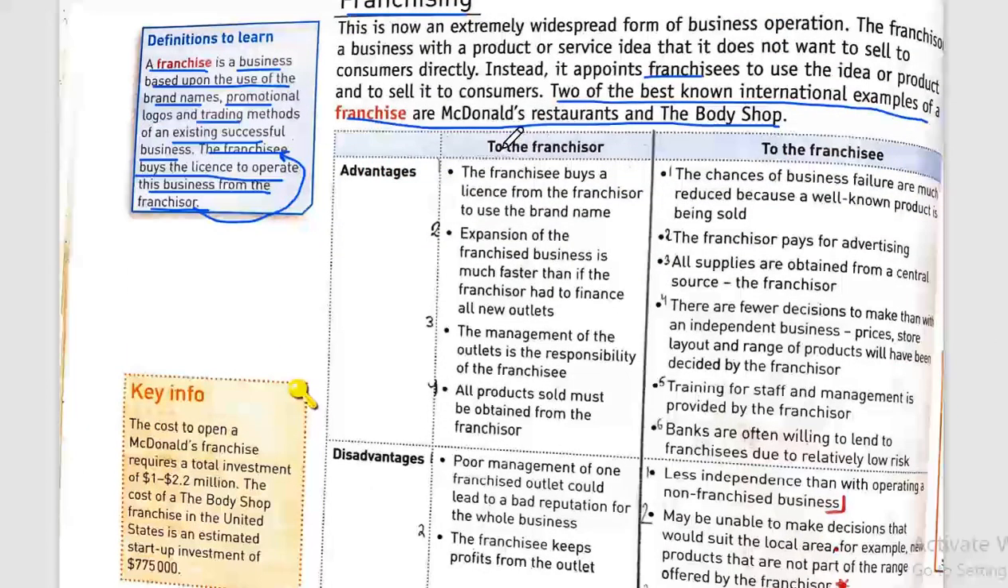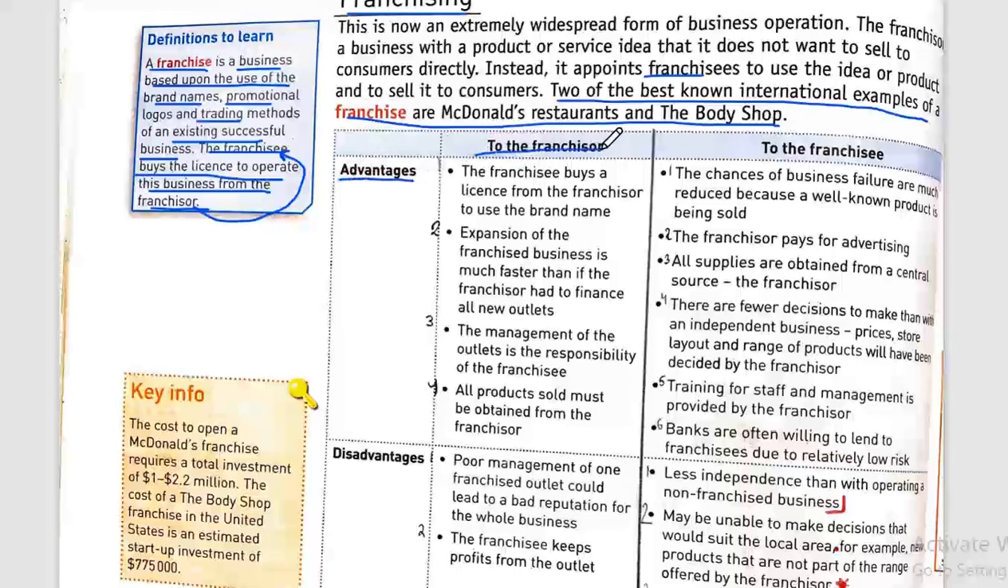So here, miss, we are going to look at the advantages to the franchisor, the one who gives out the license. So the advantages for me as a franchisor when I give a license to a franchisee. Why do I do that? Why do I give a license to someone else to use my products and services? The first thing is the franchisee buys the license from the franchisor to use the brand name. So this buying process is going to give him money.